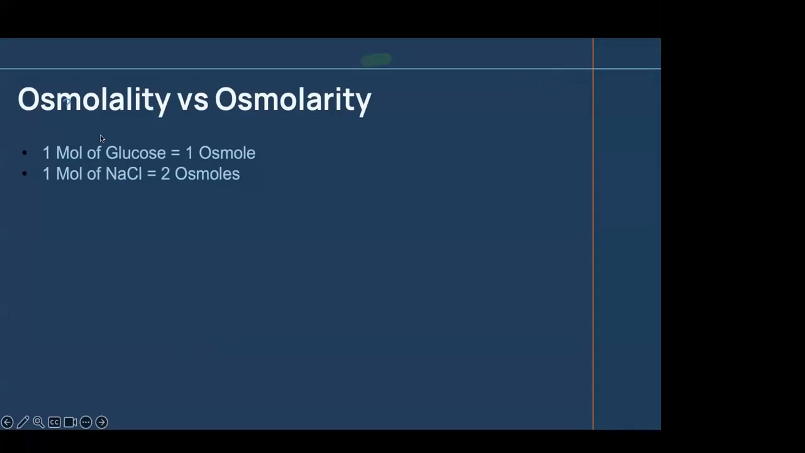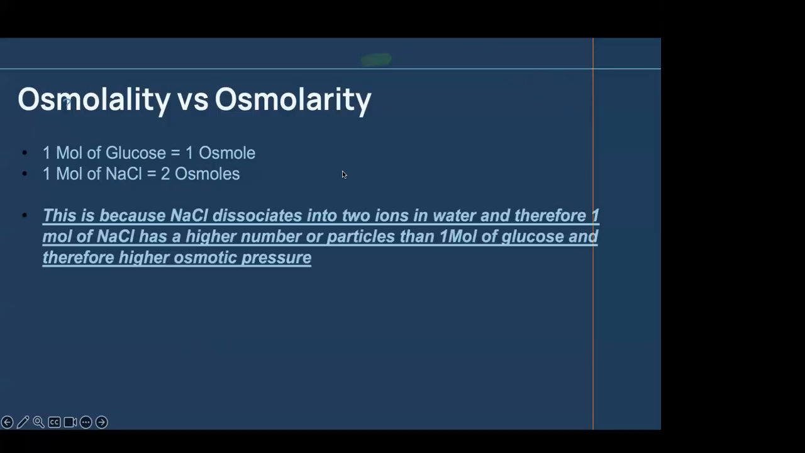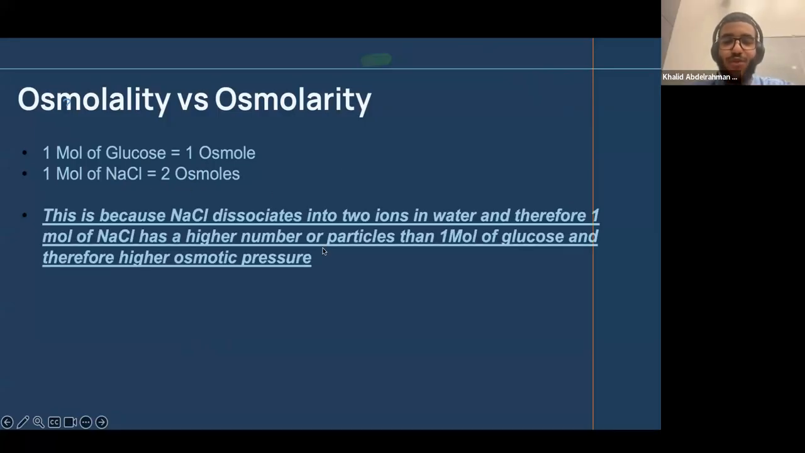So we have two different particles, so it's going to be two osmols? Yes, excellent. This is because NaCl dissociates into two ions in water, and therefore 1 mole of NaCl has a higher number of particles than 1 mole of glucose, and therefore has higher osmotic pressure. Now, glucose is way bigger than NaCl. However, 1 mole of glucose will have less osmotic pressure than 1 mole of NaCl. And that's because we said osmotic pressure has to do with the number and not the size. So even though we have a bigger molecule over here, we have more smaller particles, and therefore they will have higher osmotic pressure than glucose.